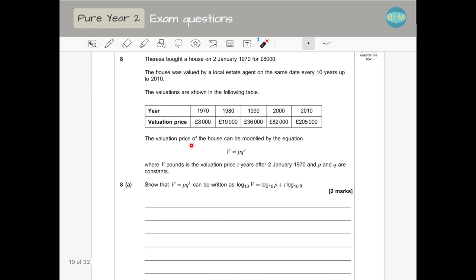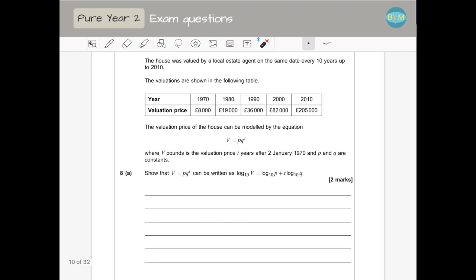The valuation price of the house can be modeled by this equation, where V pounds is the valuation price T years after 1970, and P and Q are constants. We have to show that this expression here can be written this way. So the only thing that we have to do here is to take logs. They're using logs to the base 10, so let's use that.